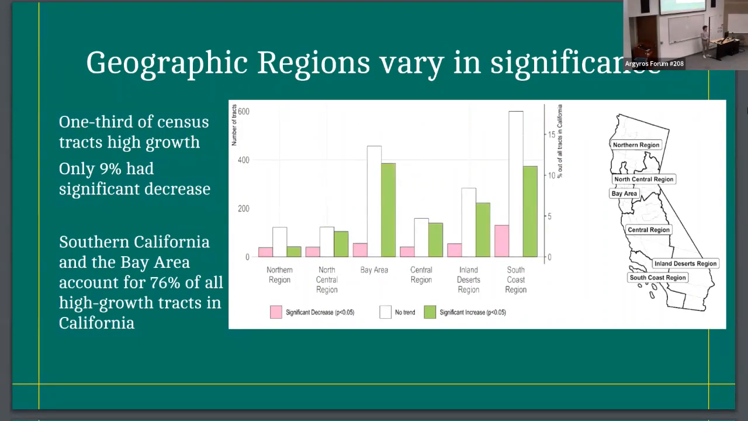Geographic regions also vary in significance. The South Coast region and Bay Area are having a more dramatic change in population. This makes sense considering that these communities are going to be interface communities. As we saw before, interface communities are going to be that urban sprawl. It's not going to be people who necessarily want to move to more rural areas like in the central region or the northern region, and that's why we're not seeing those high growth tracts. Although across all regions you're still seeing growth, so that really tells you where people are moving.